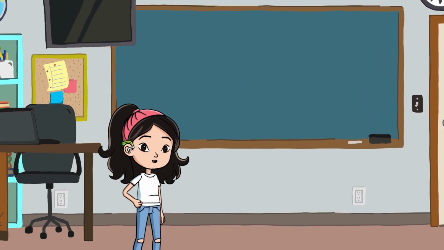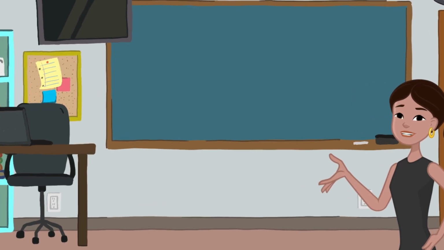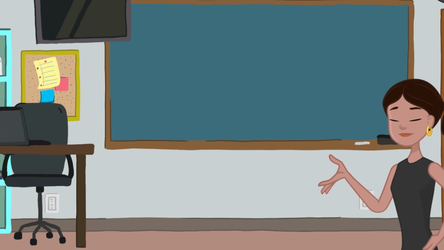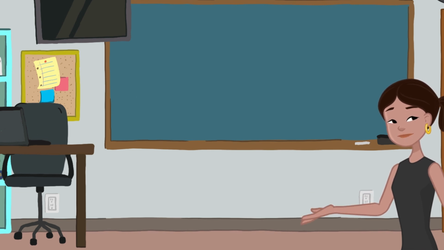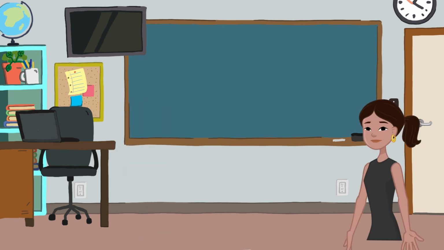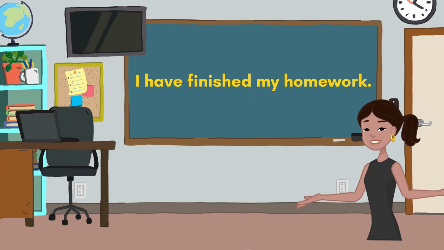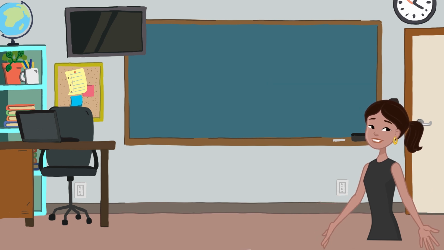Ma'am, what is present perfect tense? Imagine this. You finished your homework 5 minutes ago. Can you say, I am finishing my homework? No, because I've already finished it. Exactly. When an action is already completed but the result is important now, we use the present perfect tense. For example, I have finished my homework. The homework is done, and that's what matters.